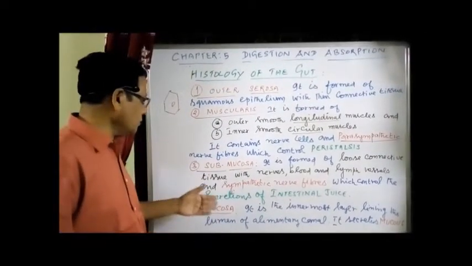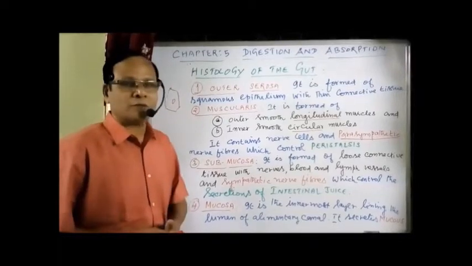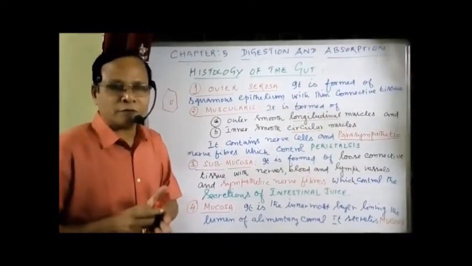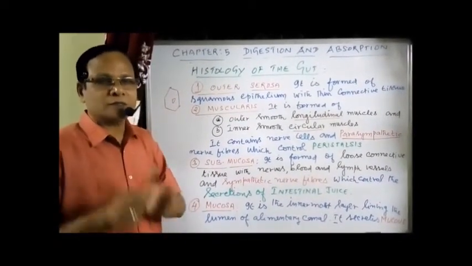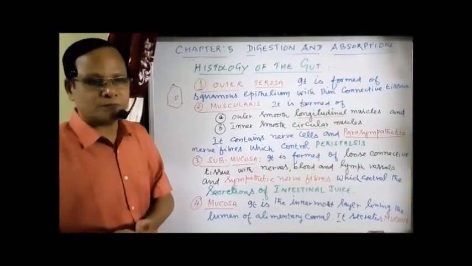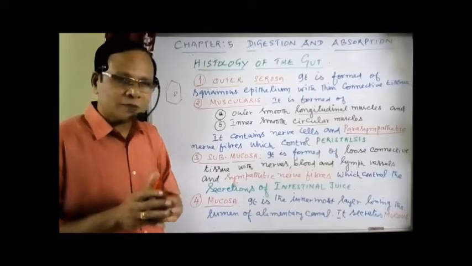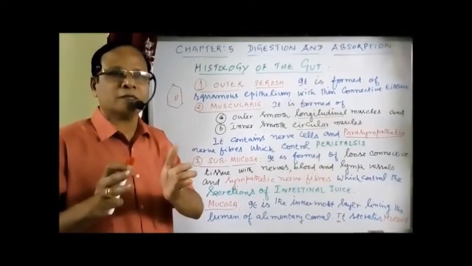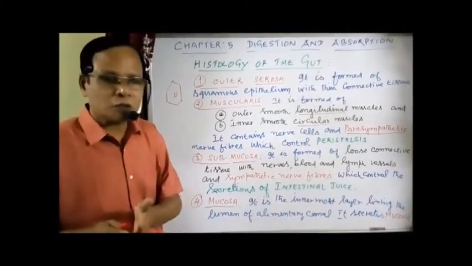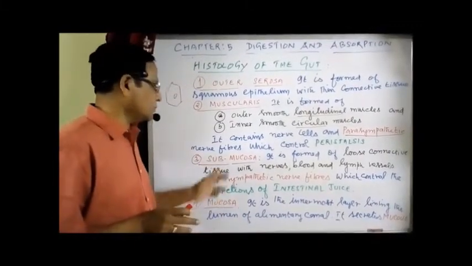What is the main role played by the sympathetic nerve fibers? So the sympathetic nerve fibers normally control the secretion of the intestinal juice, secreted by the intestinal glands. We have glands present in the wall of the intestine. They secrete intestinal juice. The secretion of the intestinal juice is normally controlled by the sympathetic nerve fibers.